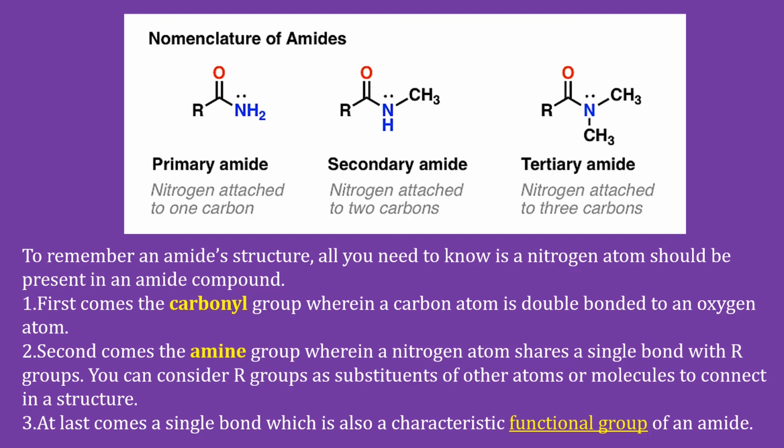The above picture describes the structure of three kinds of amides. The positioning of the nitrogen atom is not common for three different amides. A nitrogen atom links to a single carbon atom in case of a primary amide. The nitrogen atom links with two carbon atoms in case of a secondary amide, while in a tertiary amide, the nitrogen links itself to three carbon atoms.